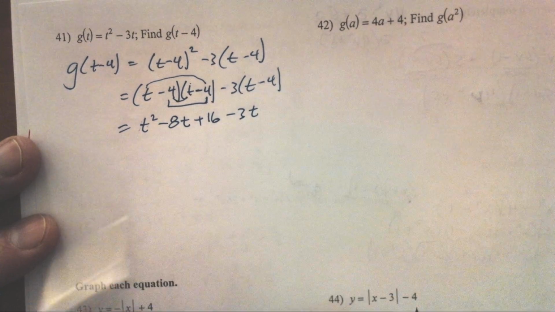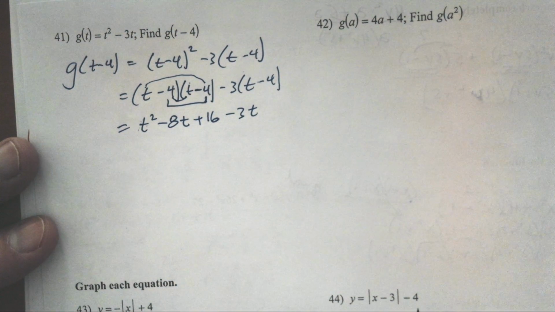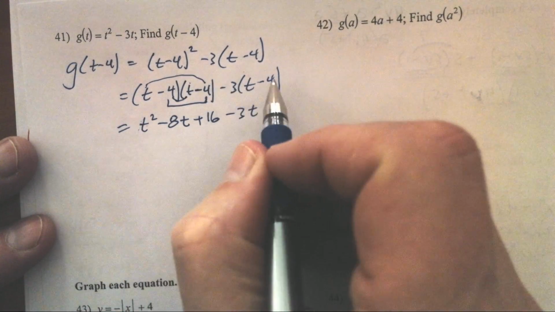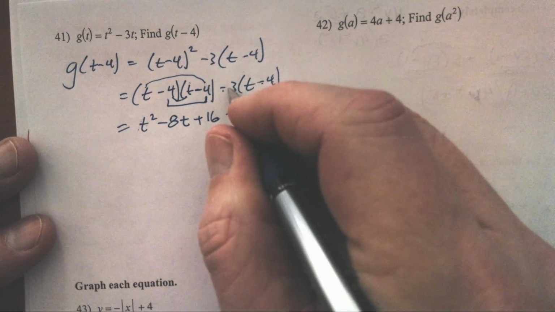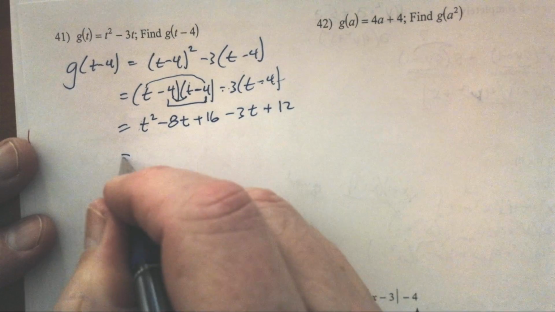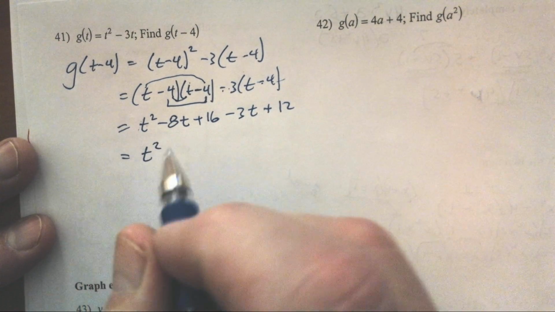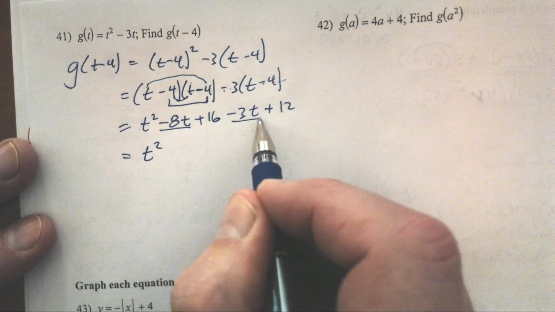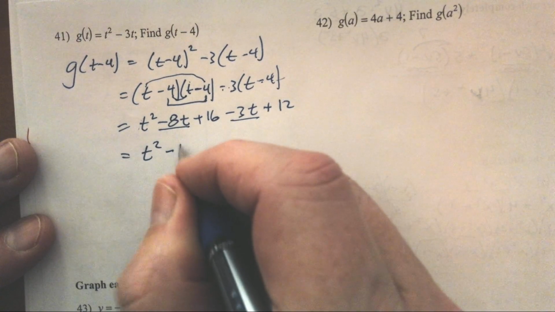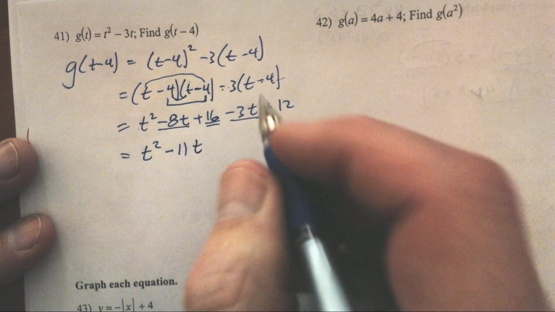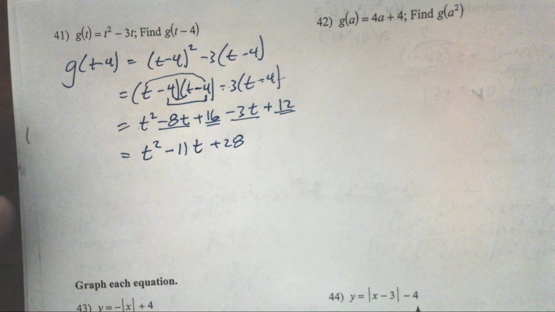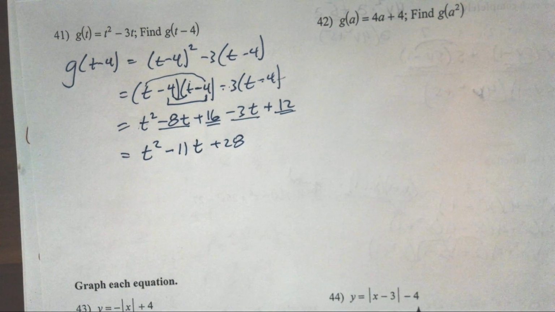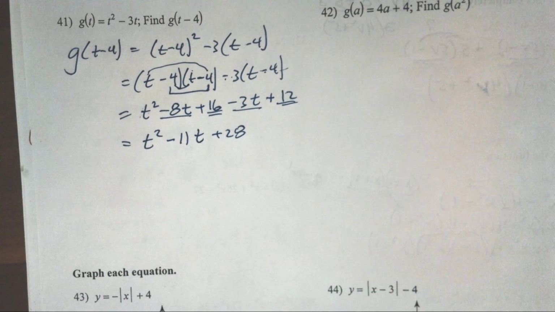minus 3t, and boy, I hope you know what the next thing I need to write is. Before 3 times 4, minus times minus, plus, now 3 times 4, 12. So I'm left with a t squared, minus 8t's, minus 3t's, minus 11t's, and a plus 16 and a plus 12, plus 28. Okay, good time for you to pause and try some of these.